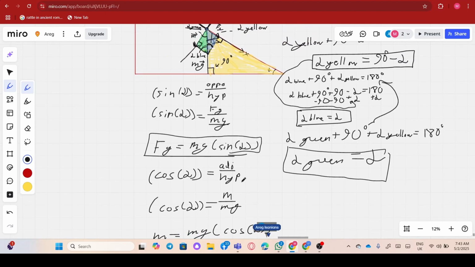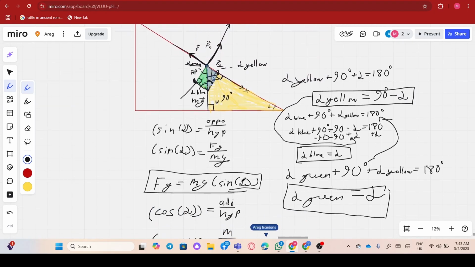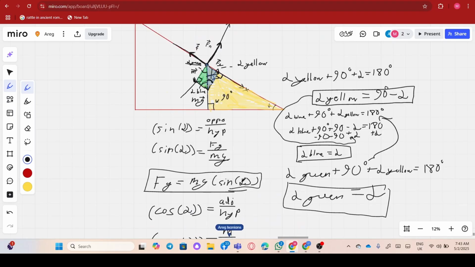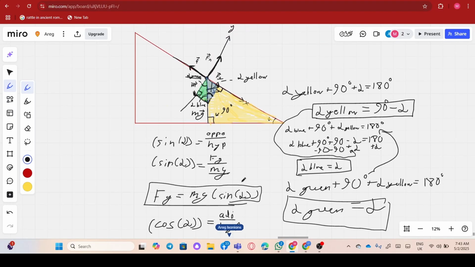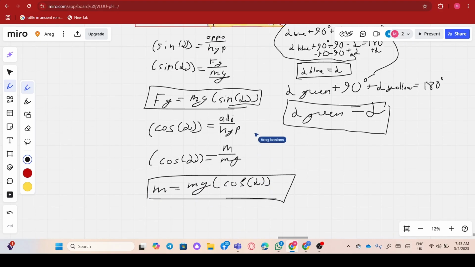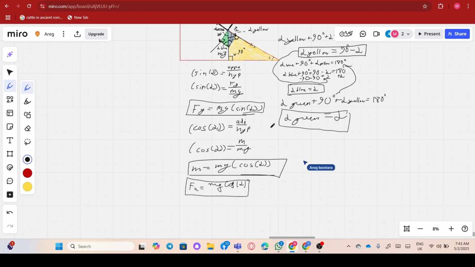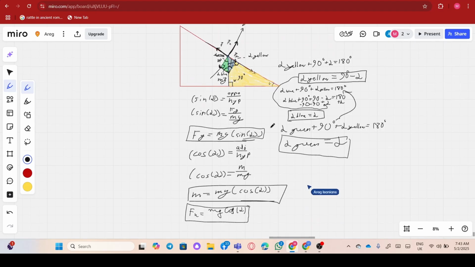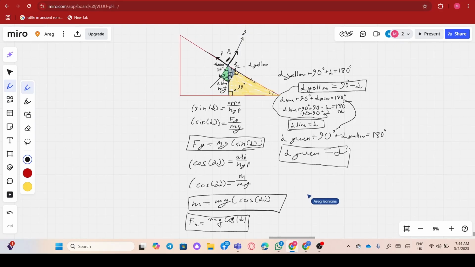And this M is also equal to the normal force, right? Because the object is not moving along the y direction, it means that the forces should be balanced. So Fn is also equal to mg cosine alpha, right? Okay, so here we got all the projections. But the next question is to find what the friction will be.